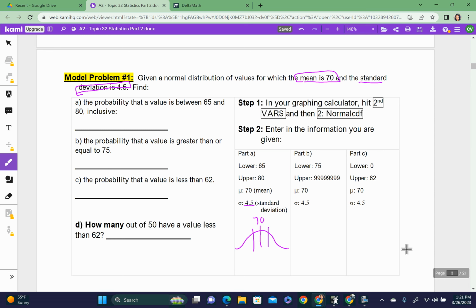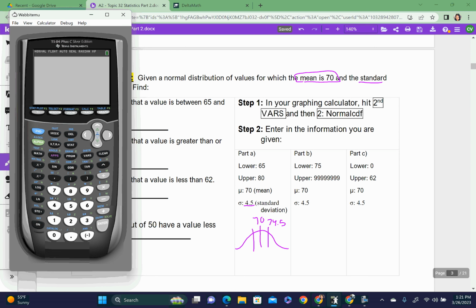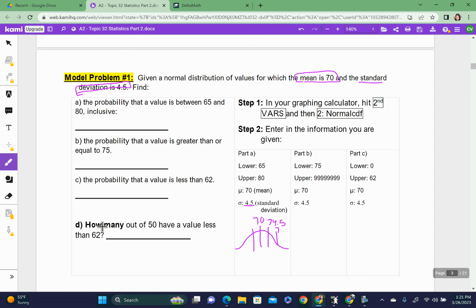So if we try to do it the way that we were doing it before, 70 plus 4.5 is 74.5, right? And if I take that 74.5 and I add another 4.5 to it, we're going to get 79. So that's really close, right? We don't want 79 though, we want 80. So we have to use our calculator.